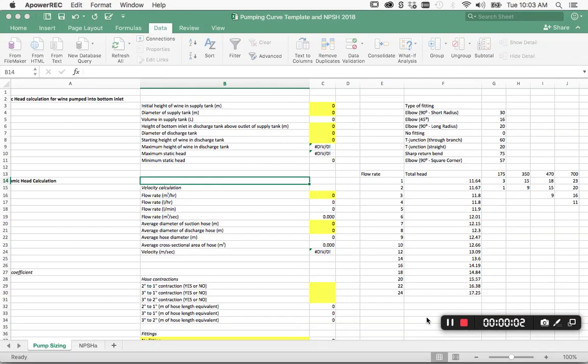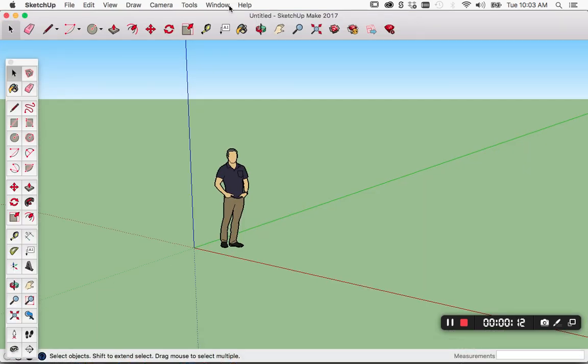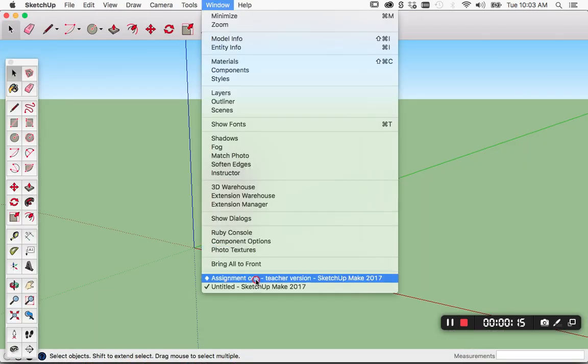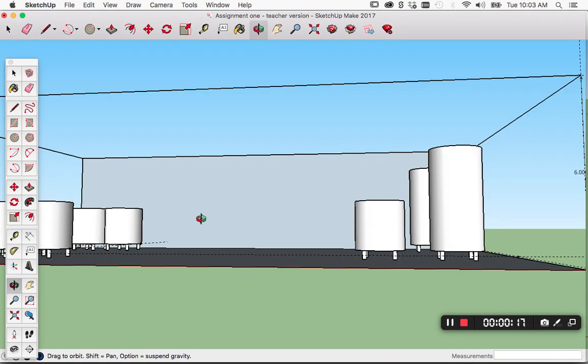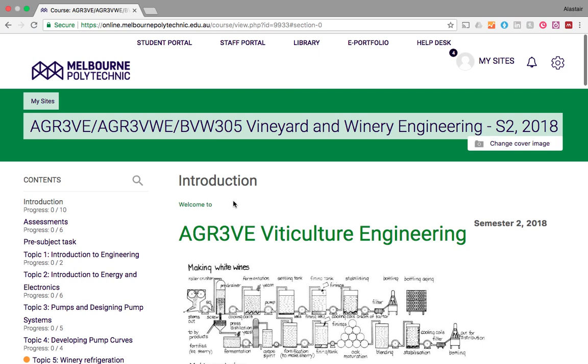Alright, welcome to short task number 2. What we'll be doing in short task number 2 is using this spreadsheet here, this facility here, and the instructions on Moodle to calculate the amount of pressure that a pump needs to overcome to move liquid in a couple of different ways in this facility.